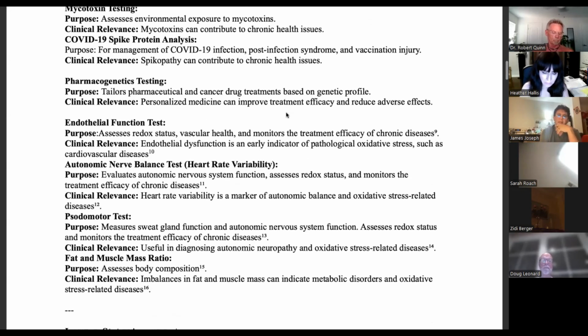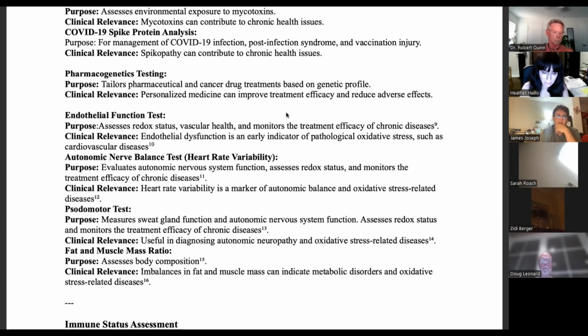What else? The other thing is pharmacogenetic testing. Why did I put it under redox status? Because if a patient is taking medication and this medication is not metabolized in the body for that specific person because of genetic SNPs, then those metabolites from these drugs will be free radical generators, and it can lead to side effects.